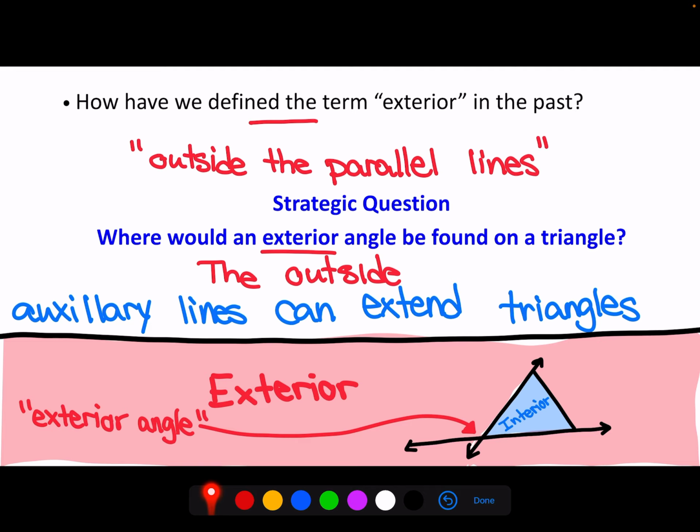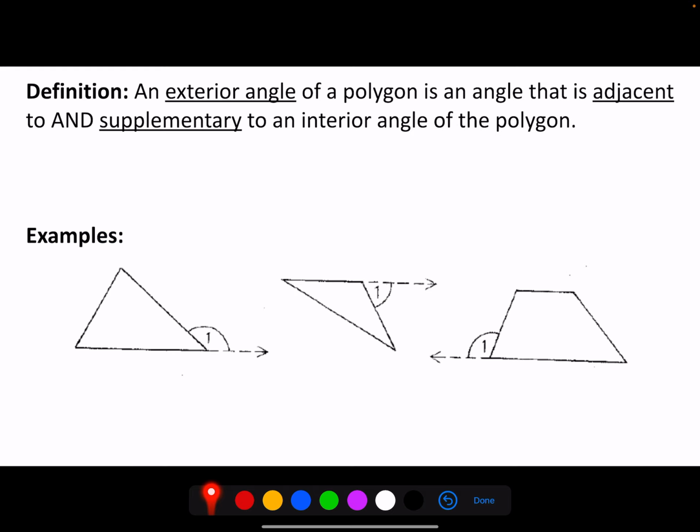So I have this triangle here, and interior angles are inside the triangle. Exterior angles are formed outside the triangle. And again, these are formed because we can use auxiliary lines to extend the legs of these triangles. We can say, okay, let's just stretch out this leg, and now we have an exterior angle. And we're going to see these quite often. So let's have a formal definition as well.